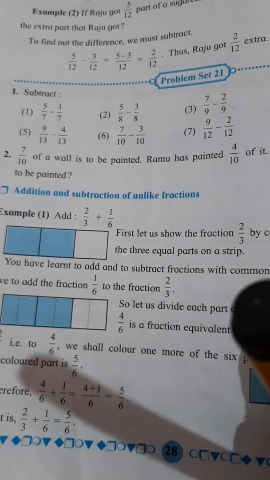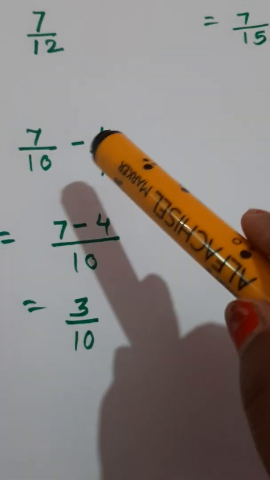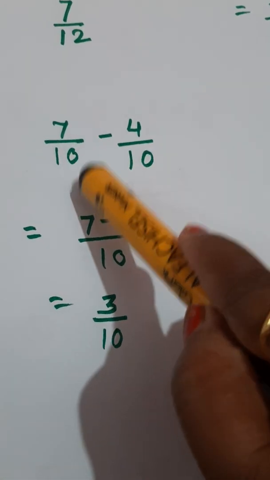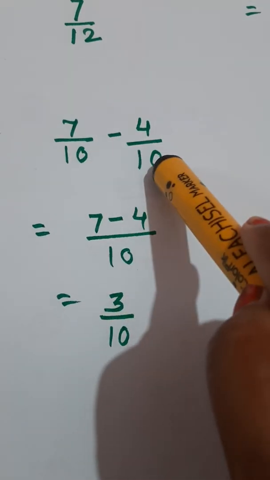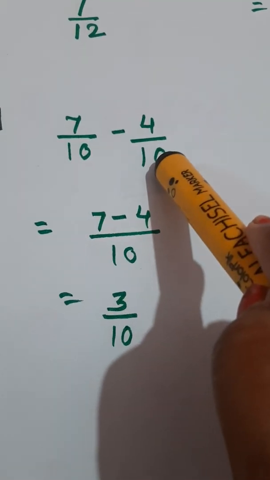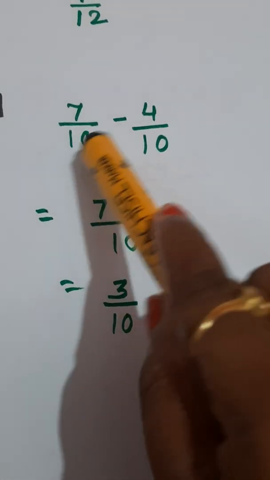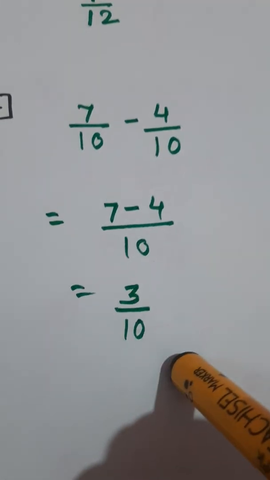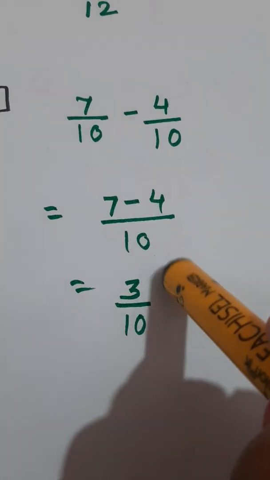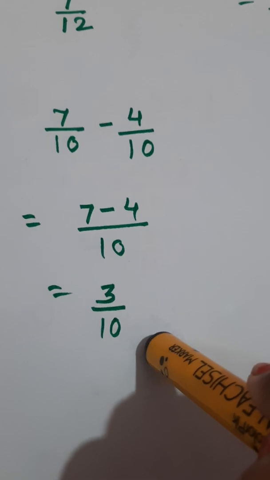So this is the word problem of subtraction of like fractions. So here, 7 upon 10 minus 4 upon 10. As they have the equal denominators, write 7 minus 4 upon 10. Give the common denominator here. 7 minus 4, 3. 3 upon 10. So what is the answer? 3 upon 10 part needs to be painted yet.